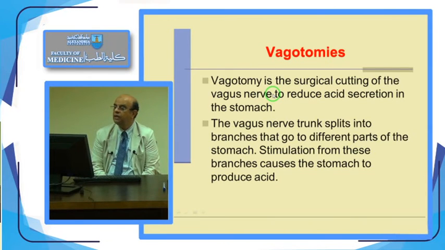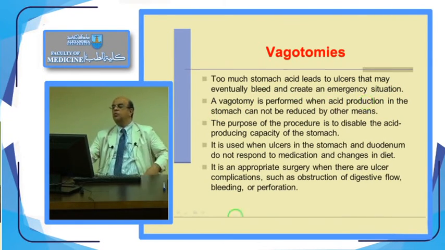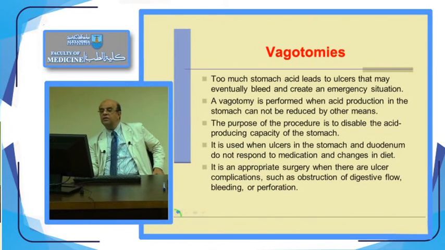The vagus nerve trunk splits into branches that go to different parts of the stomach. Stimulation from these branches causes the stomach to produce acid. Too much stomach acid leads to ulcers that may eventually create an emergency situation. A vagotomy is performed when acid production in the stomach cannot be reduced by other means, other medical treatment. The purpose of the procedure is to disable the acid-producing capacity of the stomach.